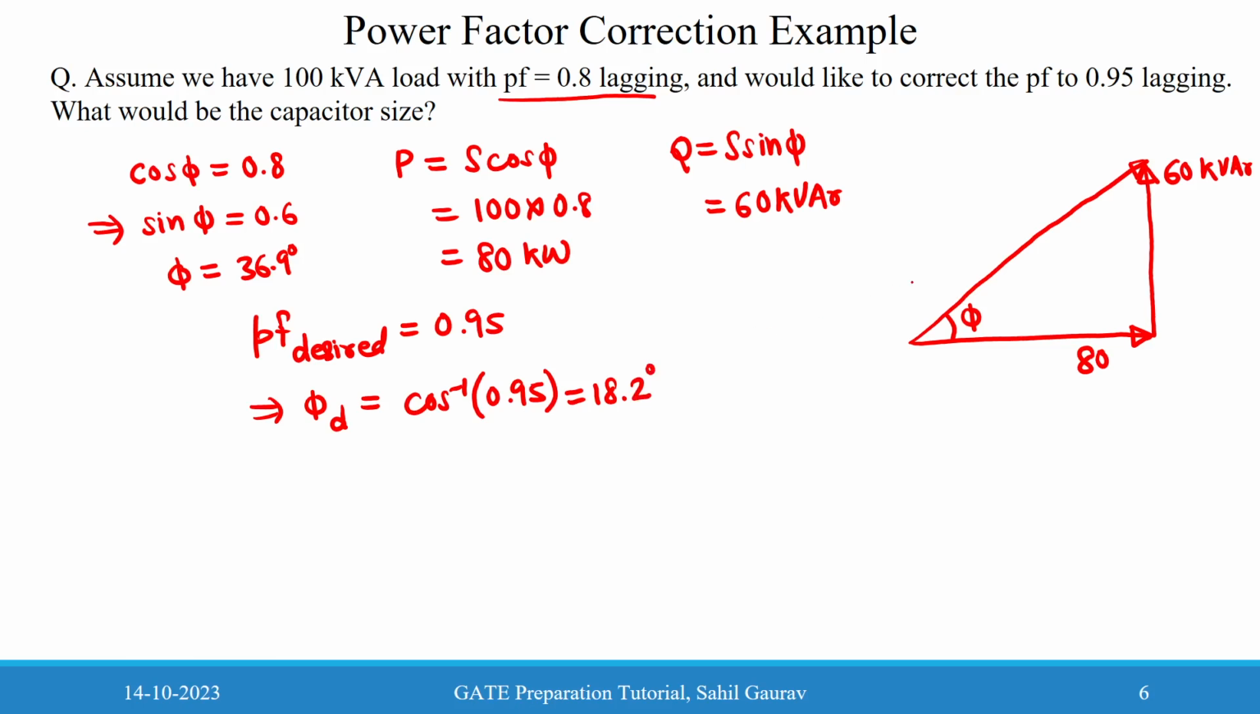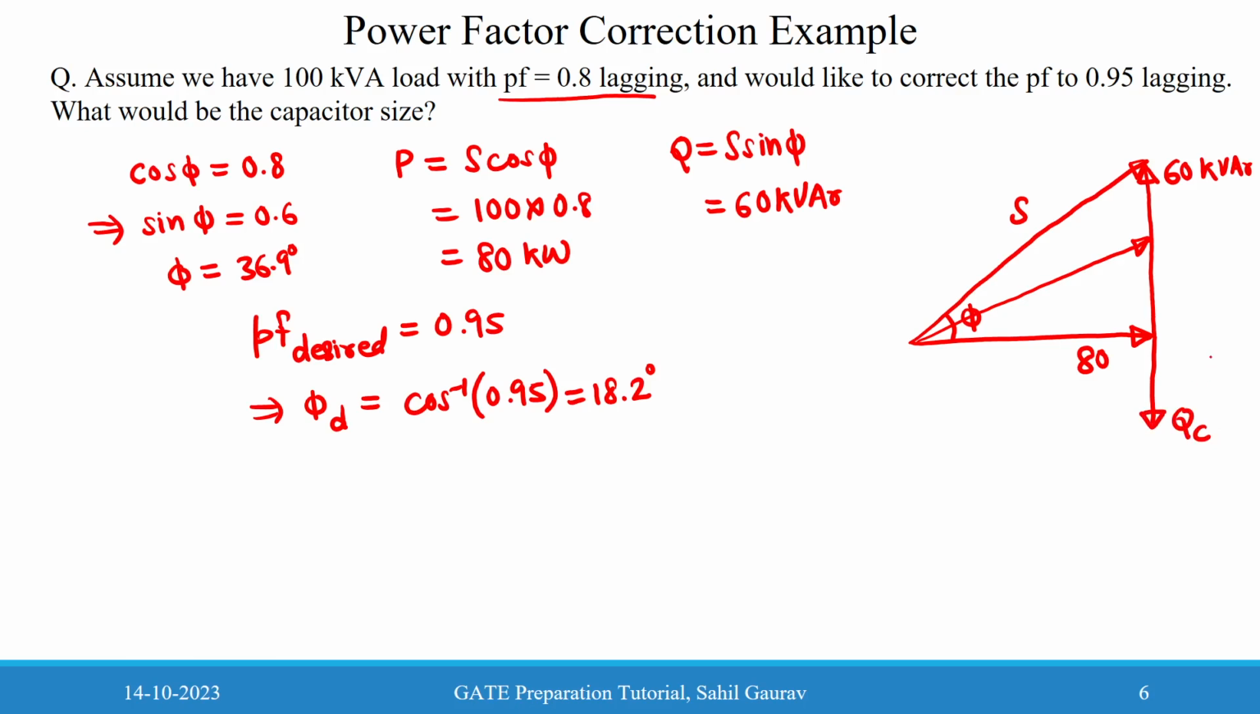Yes, has anyone got the answer? Nothing, sir, nothing. So earlier S is the apparent power. 31.22 is the Q, I think that is the answer. 31.22. Okay, let us see.